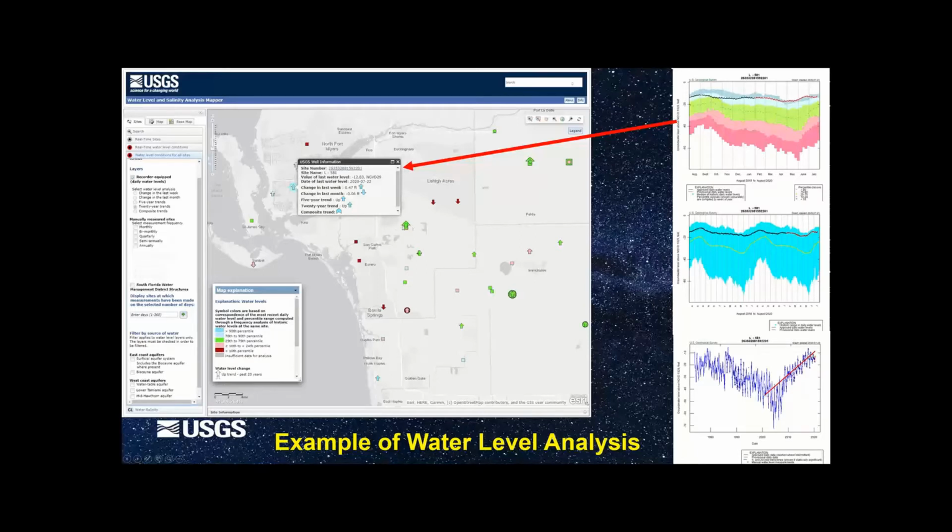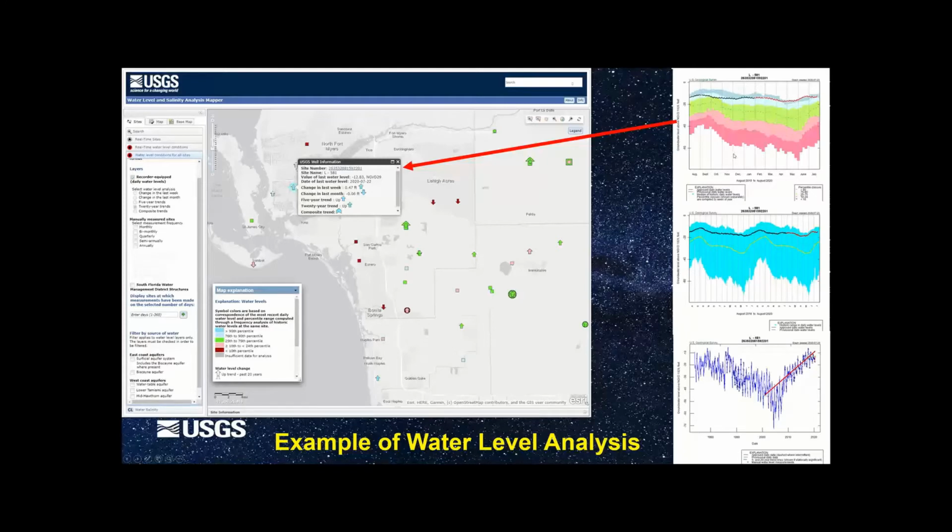If you were to click on any one of the sites, you would be able to see the site name and a link to a page, which I'll talk about in a minute. You'll see the value of the last water level, the date of the last water level, the change in the last week, the change in the last month, the 5-year trend, the 20-year trend, and the composite trend. So that information is just in a little pop-up. Then if you were to click on a link, it will take you to a page that provides you with graphs and tables for that site.